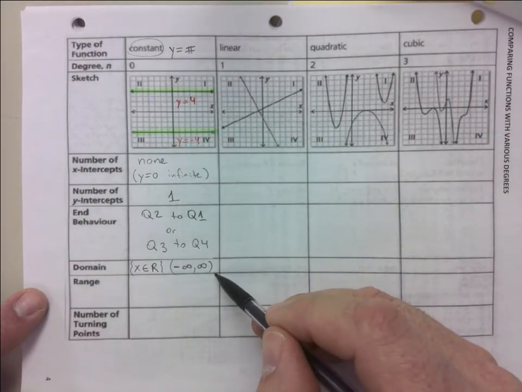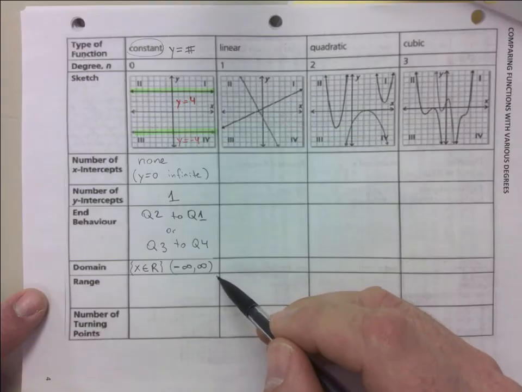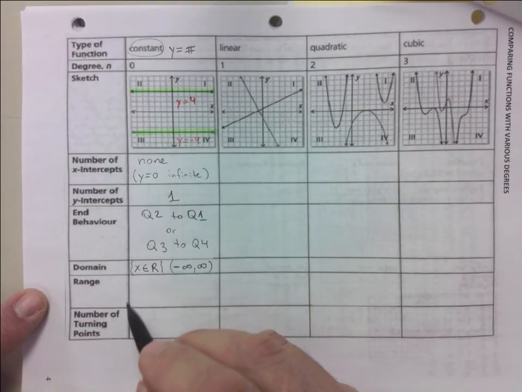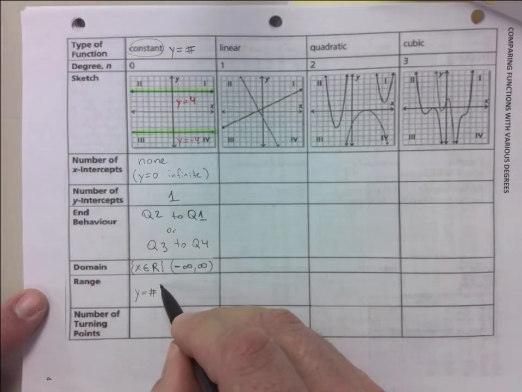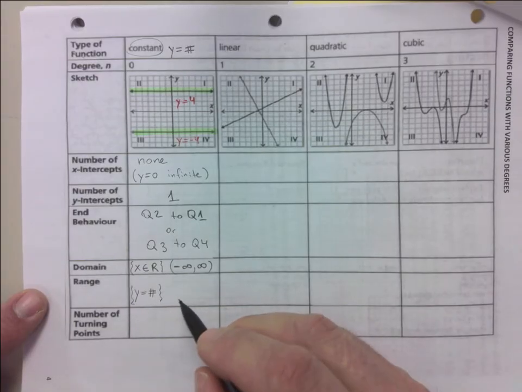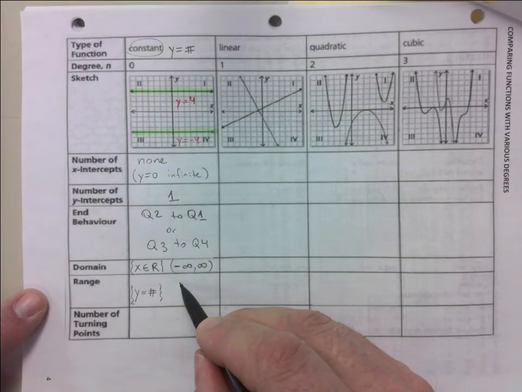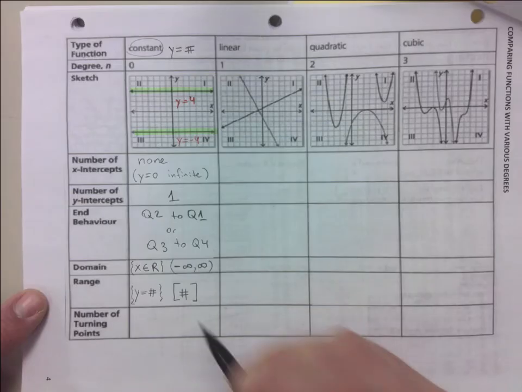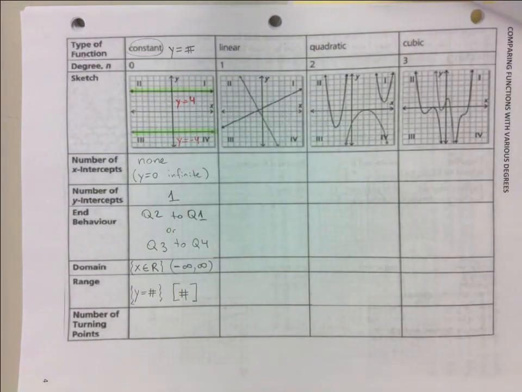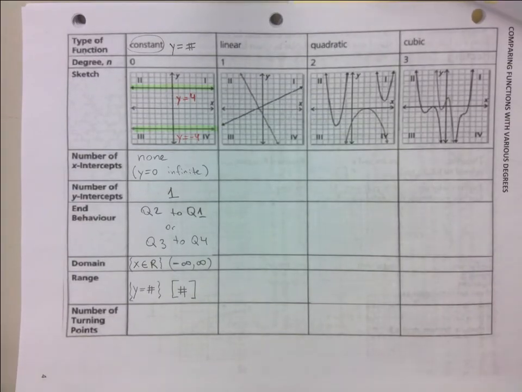Your range is either y is equal to that number, okay? This is set notation. Or you simply say, you put square brackets and you just say that number. Again, this is a very weird, odd one. I don't spend a whole lot of time on this, but it does happen.